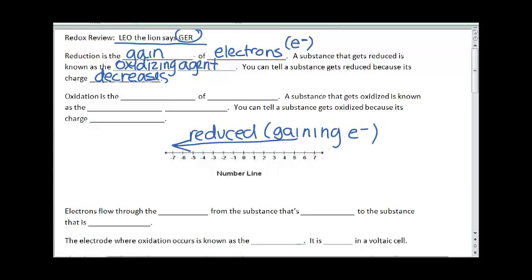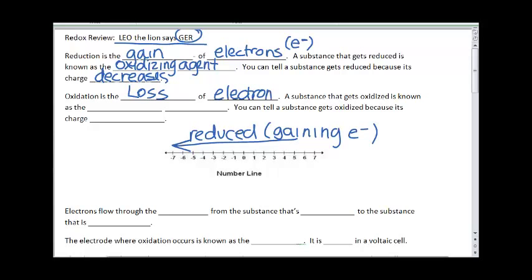Okay? Very important. It's the name of the unit, the main concept of the section. Oxidation is Leo. Leo the lion says GER. And Leo stands for lose electrons oxidation. Oxidation is the loss of electrons.